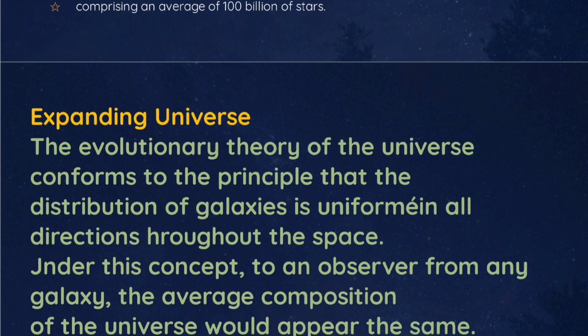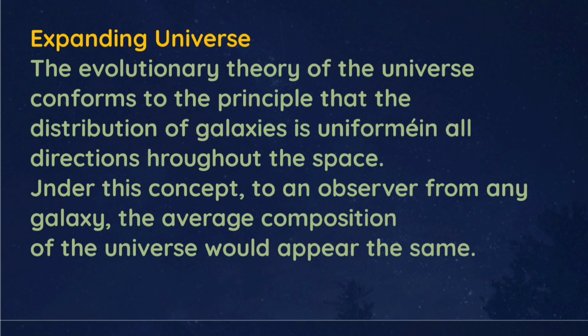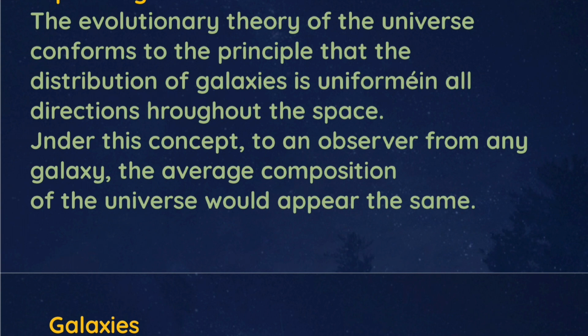Expanding universe. The evolutionary theory of the universe conforms to the principle that the distribution of galaxies is uniform in all directions throughout the space. Under this concept, to an observer from any galaxy, the average composition of the universe would appear the same.